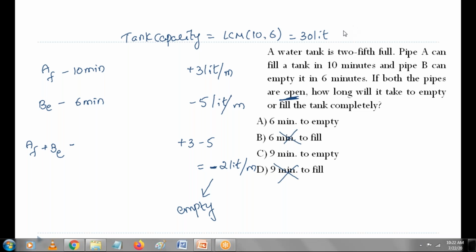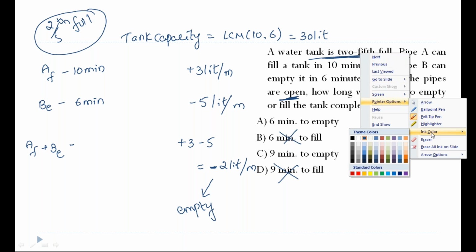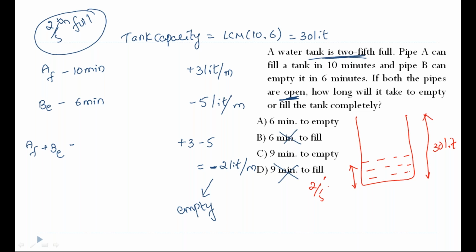Now, guys, listen. In the first statement, they clearly mentioned the tank is 2/5 full. Tank capacity is 30 liters, the tank can hold 30 liters of water. But how much water is available is only 2/5 part. So 2/5 of 30 is equal to 12 liters. Only 12 liters of water is available.